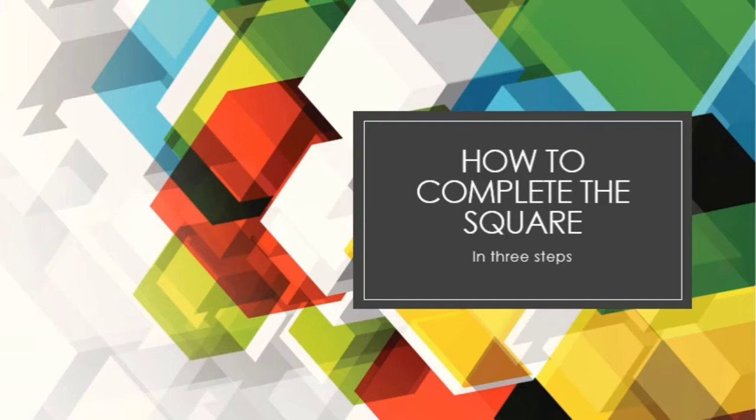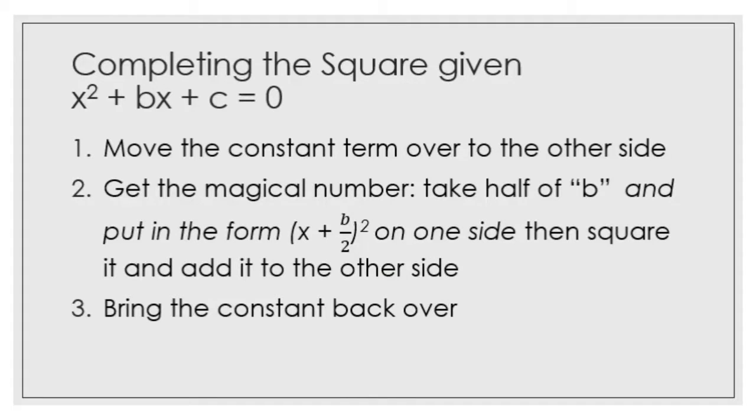All right, so today we're going to take a quick look at how to complete the square. Completing the square, you first have to get in the form x squared plus bx plus c equals 0. Your first step is going to be to move the constant term to the other side. You're going to get this magical number, which is b over 2, and you're going to put it in the form x plus b over 2 squared on one side, and then square it and add it to the other side. I'm going to show you how to do that. Then you're just going to bring the constant back over.